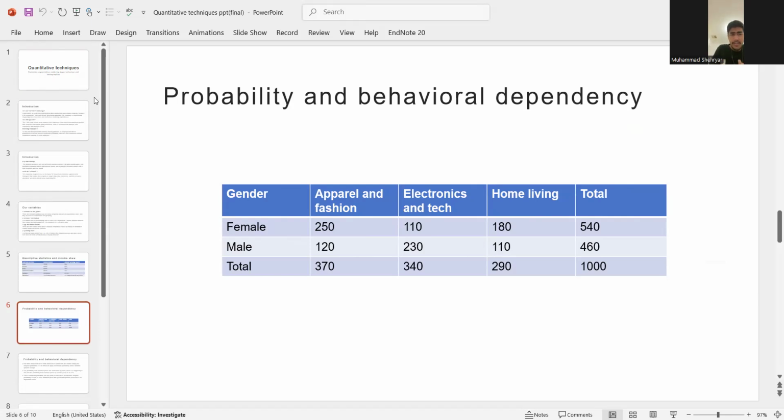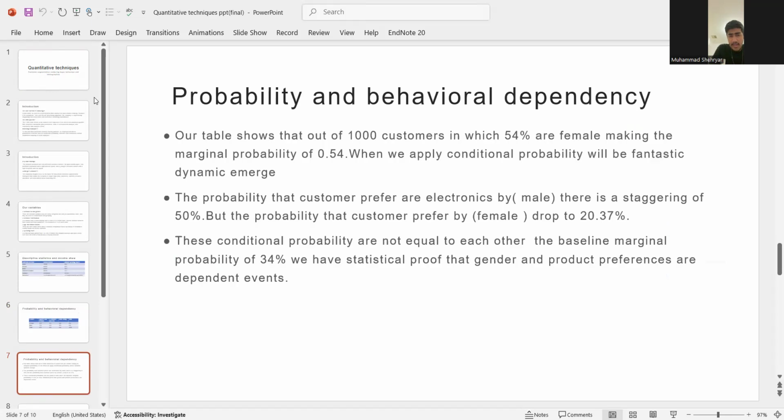The probability that a customer prefers electronics given male, versus the probability that a customer prefers it given female, is 20.37%. The conditional probabilities are not equal to each other, compared with the baseline marginal probability of 34%. This is statistical proof that gender and product preference are dependent events, as I have written in the next slide.